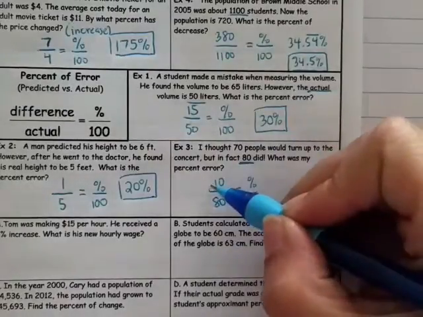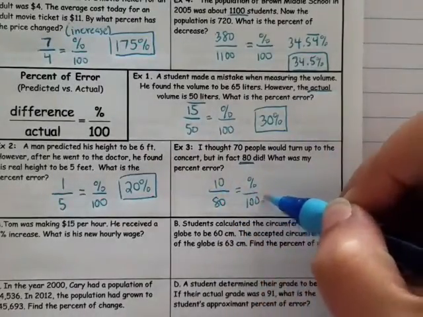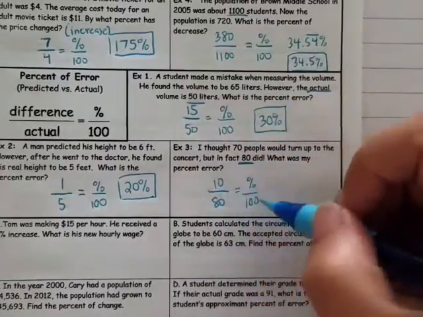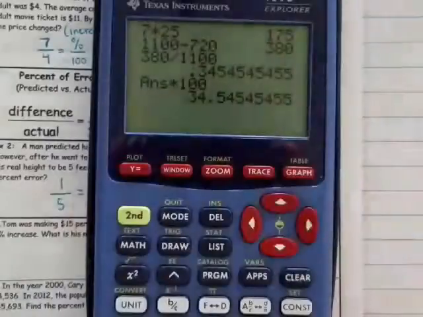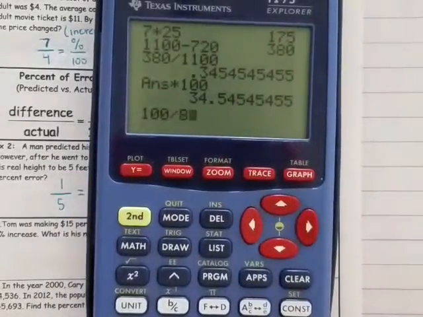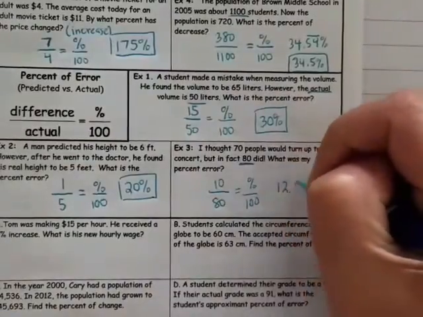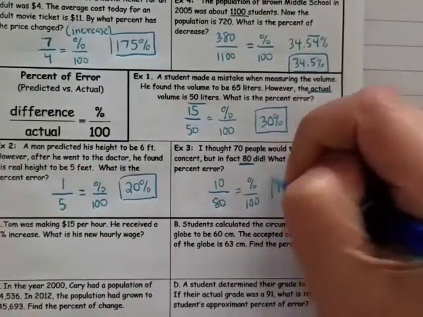So I see that this is times 8, and this is times 8, but I don't really see how to do that. Well, I guess I could divide by 8, divide by 8. So 100 divided by 8 gives me 12.5. So I was off by 12.5%.